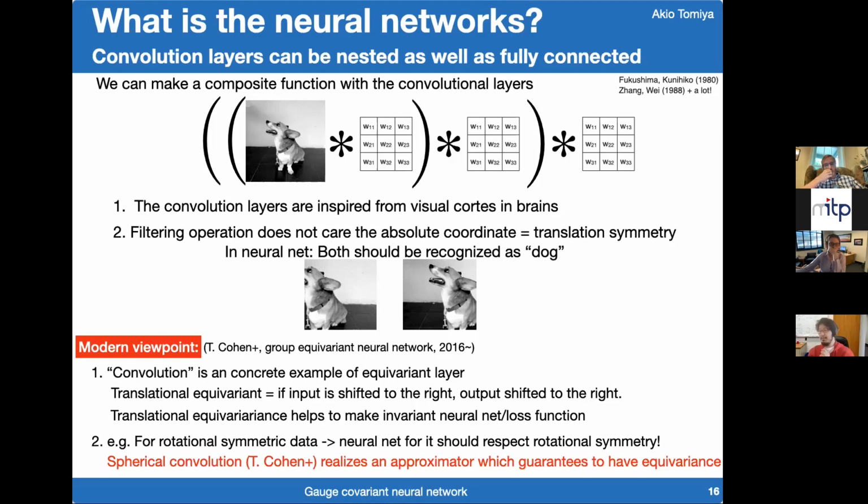So convolution is a concrete example of an equivariant layer. Translation equivariant means that if the input is shifted to the right, the output is shifted to the right. The translation equivariance helps to make the invariant neural network. For rotationally symmetric data, the neural network should respect the rotational symmetry. The framework called spherical convolution can treat that rotationally symmetric data, and it realizes an approximation which guarantees equivariance under rotation.